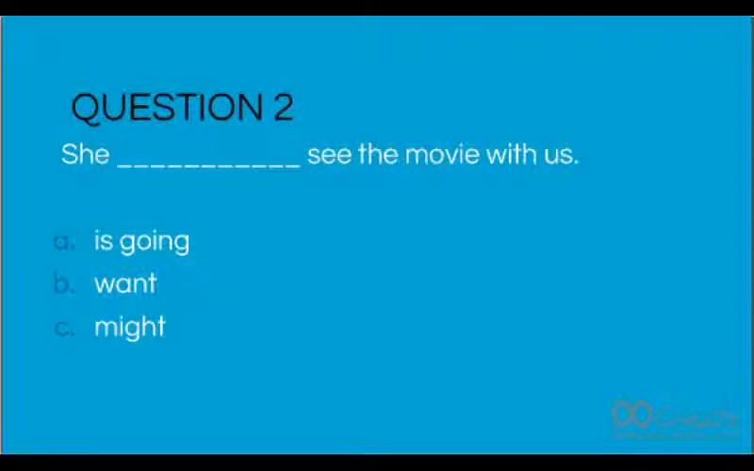Okay, question number 2. She see the movie with us. A, is going. B, want. C, might. The right answer is C, might. Remember that with modals, we do not change the main verb.